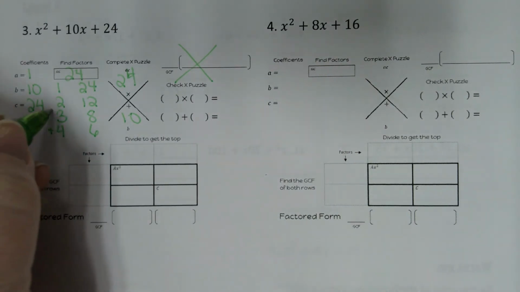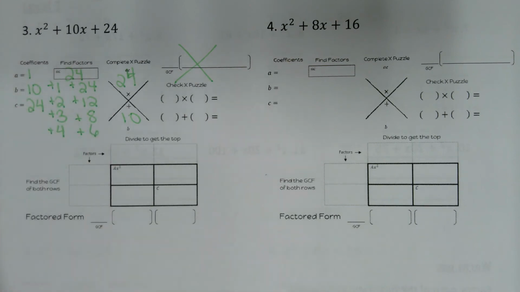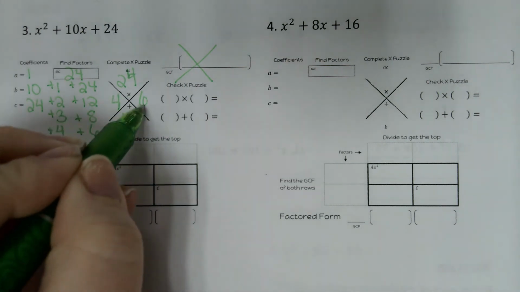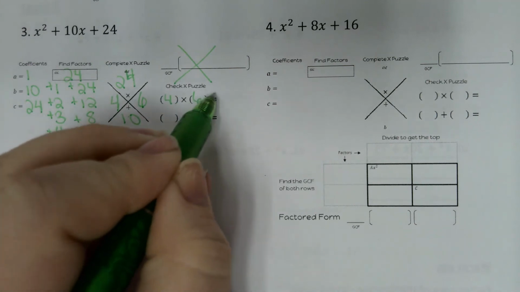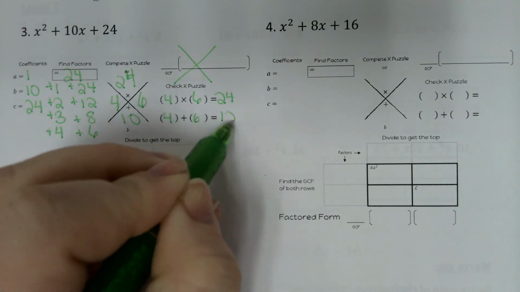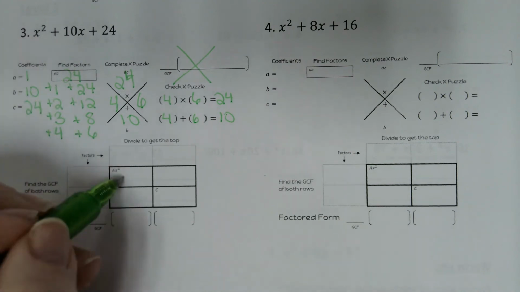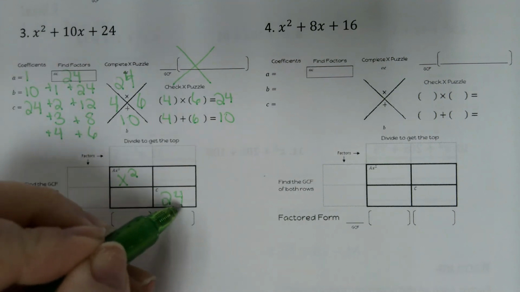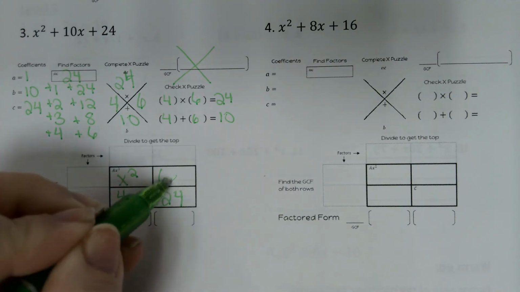So if I make all of my factors positive, which set will add together to equal 10? And that would be 4 and 6. So we have 4 times 6 equals positive 24, which is what I wanted. 4 plus 6 equals positive 10, and that's what I wanted. Inside the box, we have x squared for our first term. Our last term is 24. 6 and 4 will make up the other two boxes with an x from the middle term.